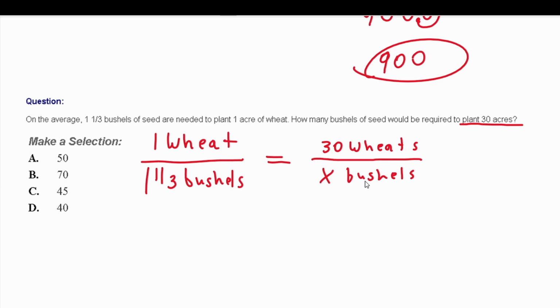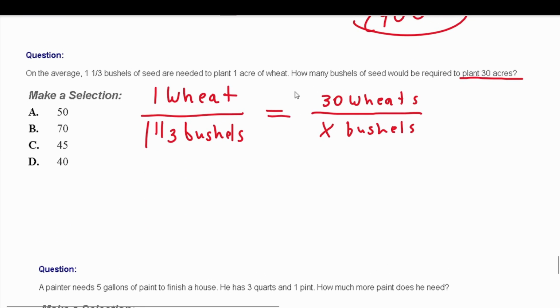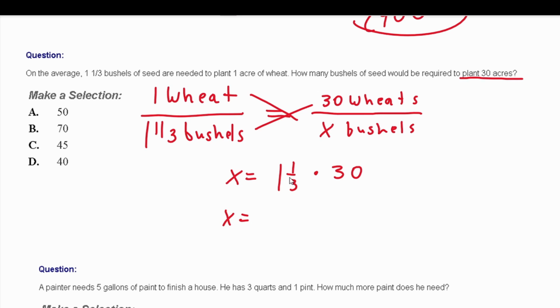Okay. As you can see, we have wheat in the numerators and bushels in the denominators. So let's go ahead and do the cross multiplication. This is 1 times x. Again, anything times 1 is itself, so 1 times x is just x. Let's cross multiply here. This becomes 1 1/3 times 30. Okay? And now we can see that by working this out, notably 1 1/3 times 30, we'll know what x is.